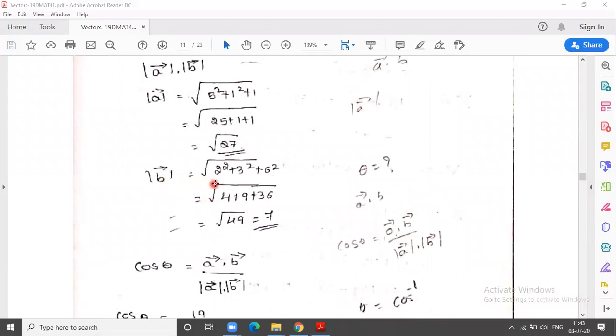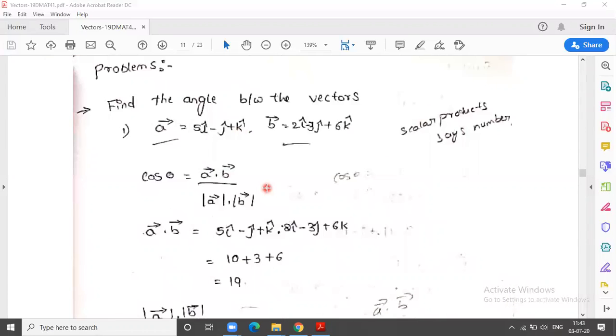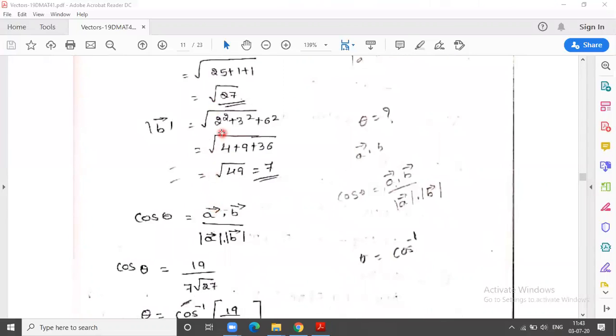Similarly, modulus of vector B equals, so here vector B is 2i minus 3j plus 6k. The square root of 2 square plus minus 3 whole square plus 6 square, which will be 4 plus 9 plus 36, which is equal to the square root of 49. So this is a perfect square number, so the square root of this one is 7.